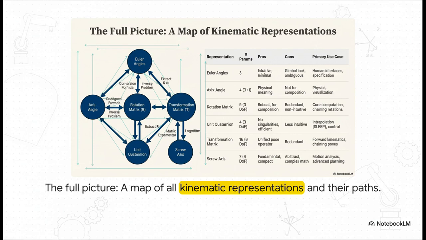This diagram shows everything we've talked about, from the super intuitive Euler angles all the way to the fundamental screw axis. The arrows are the conversion paths we just built, and you can see really clearly how the rotation and transformation matrices sit right in the middle, acting as the central hubs that connect everything together.